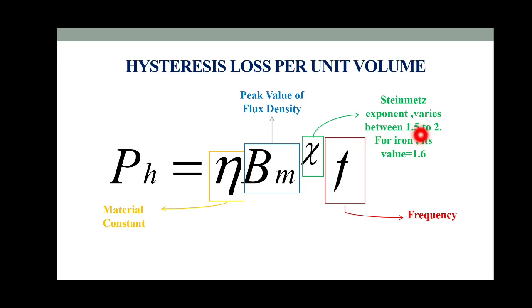It varies between 1.5 to 2, and for an iron core its value can be taken as 1.6, and the hysteresis loss is directly proportional to the frequency. We have seen earlier that the eddy current loss is directly proportional to the square of frequency, but hysteresis loss is directly proportional to the frequency itself.